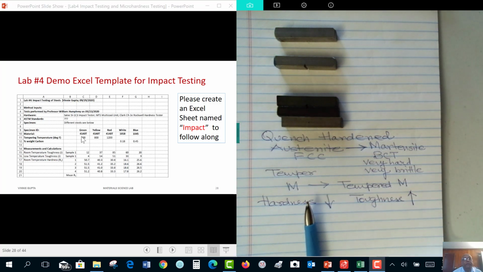Okay, folks, so please create an Excel sheet named Impact to follow along. I have posted this on my courses, again, in PDF format. I know a few of you have complained that I should give you the Excel spreadsheet directly. And I have tried to explain that I want you to appreciate what it takes to create a functional, nice looking spreadsheet.